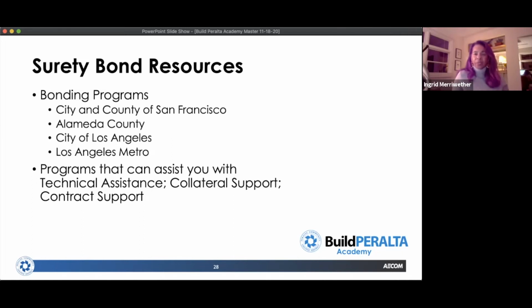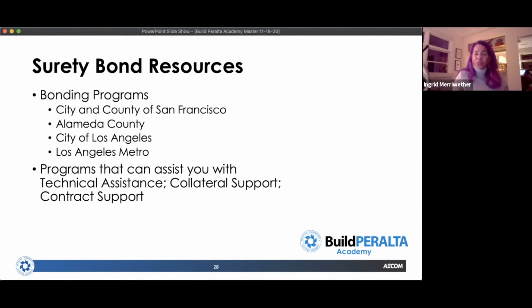And these programs that we administer provide collateral support for you to help you qualify for the bond. In San Francisco and Alameda County, they'll put up as much as $750,000 of collateral, or 40% of the bond amount, whichever is less, to actually help you qualify for a bond for a project with one of those agencies. And then you're provided a tremendous amount of technical assistance and contract support through completion of the contract. So these agencies have invested in these programs that are designed to get you over the hurdle and the barrier of bonding, and really give you a way to contract with them and secure the required bonding.